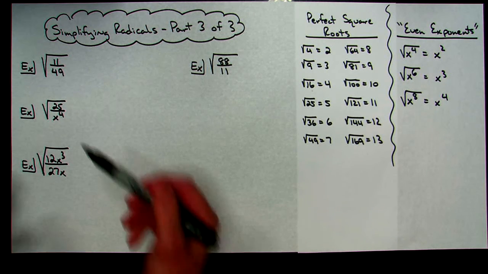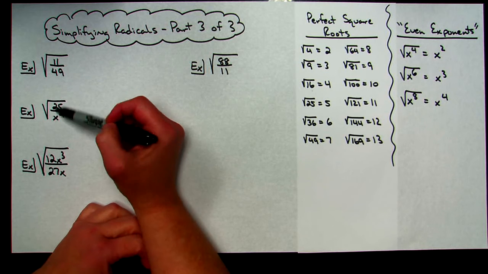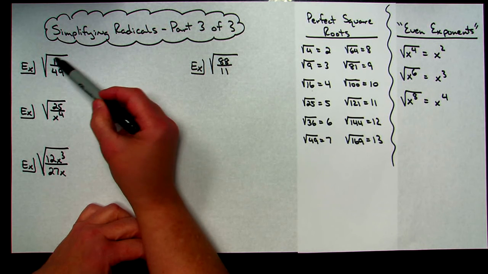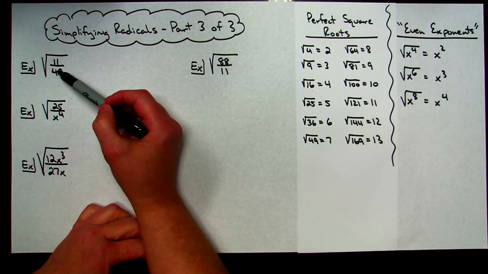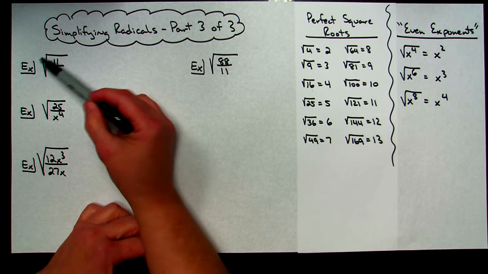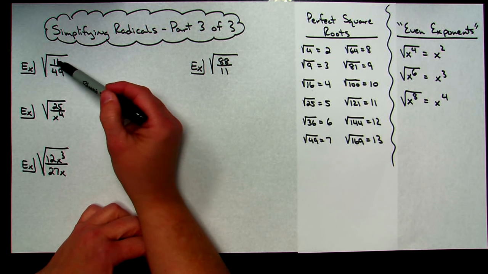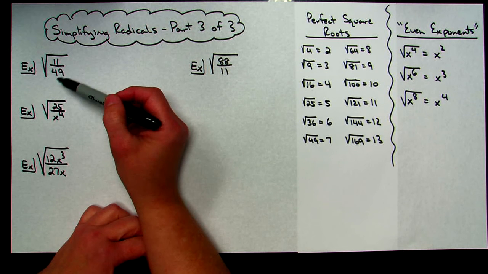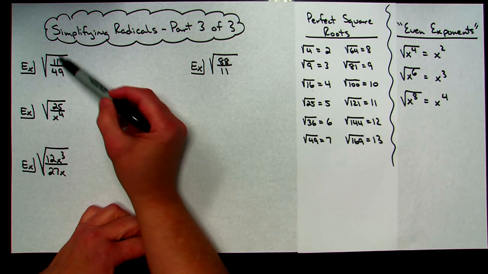Alright, so there are a lot of different things that you can do when you have quotients inside here. First of all, I'm going to take a look at what's underneath there. I have the square root of 11 over 49, one great big radical. Now if one or both of these are perfect squares, then I'm going to want to break this great big radical up into two small ones.